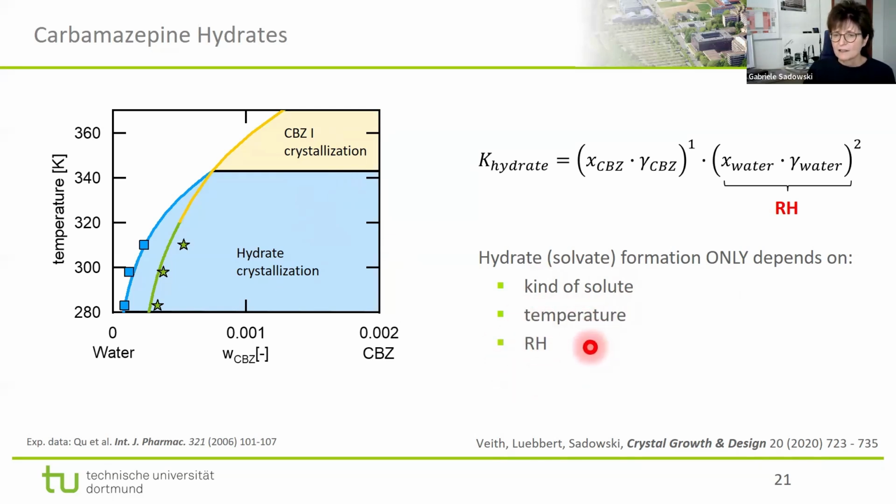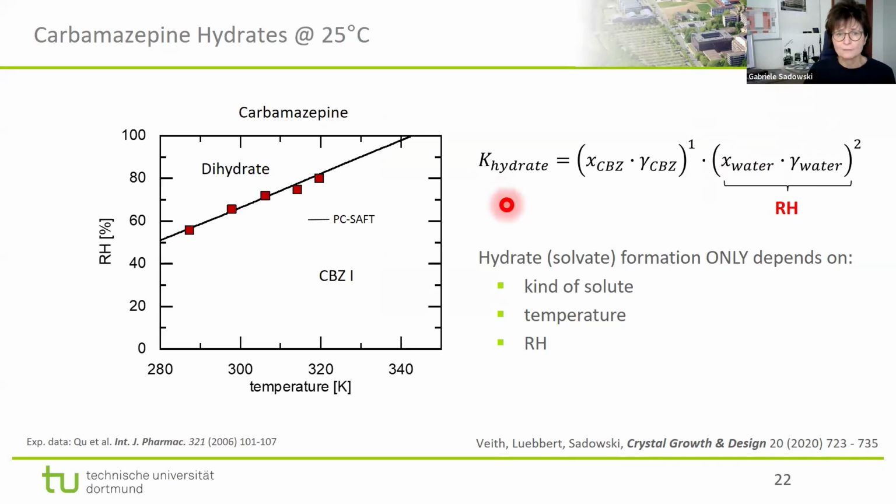Important thing is, you can change the composition in a liquid, but this doesn't really help, because as soon as the liquid is in equilibrium with humid air, the relative humidity of the air will translate into this term, into the activity of water here, and this determines whether you get a hydrate, yes or no. And I will show you in the next diagram what this means.